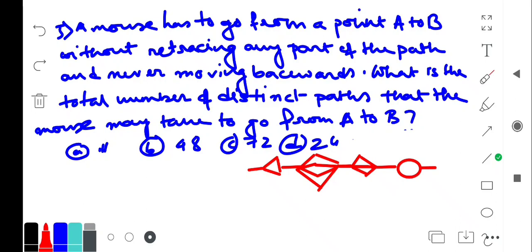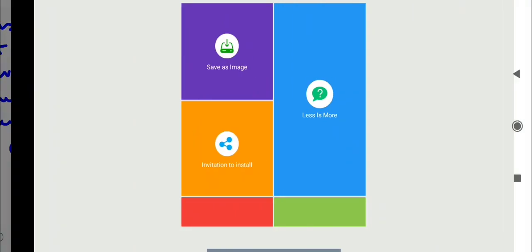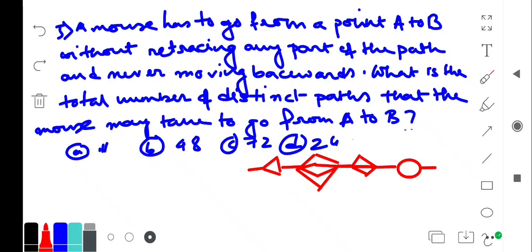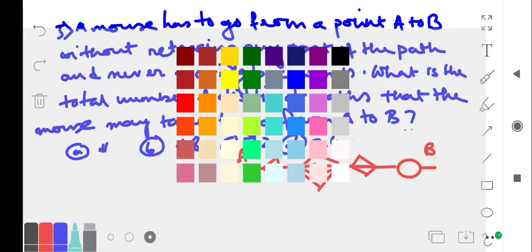Okay. This is A, this is B. Now this is the figure. A mouse has to go from a point A to B. Okay, this time without retaking any point of the path and never moving backward.